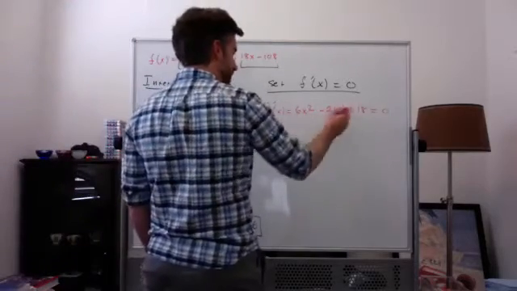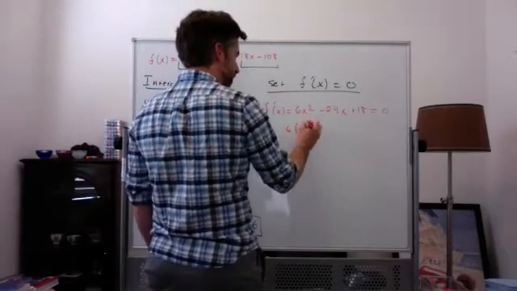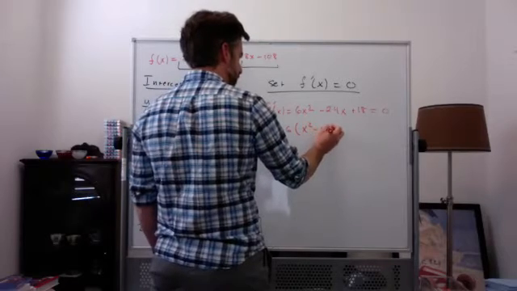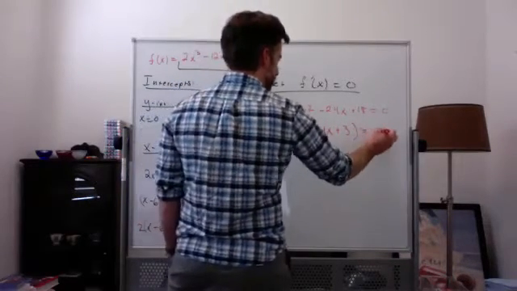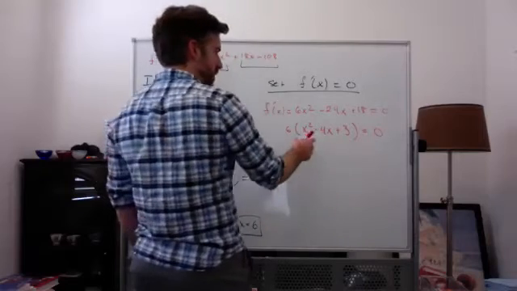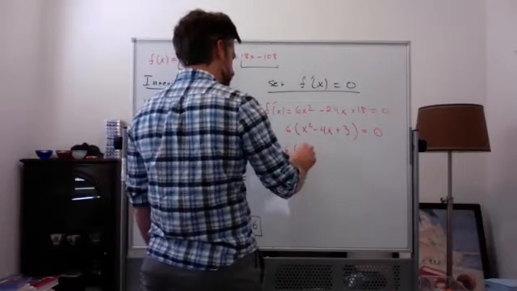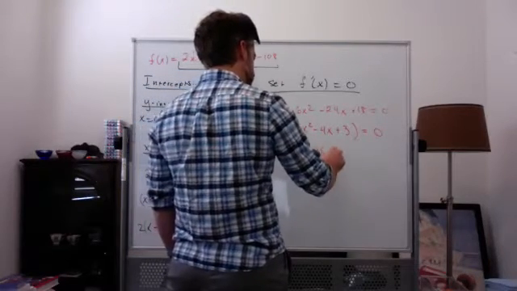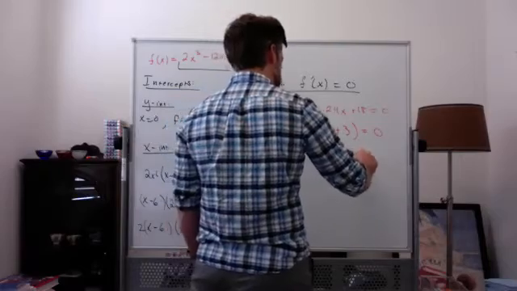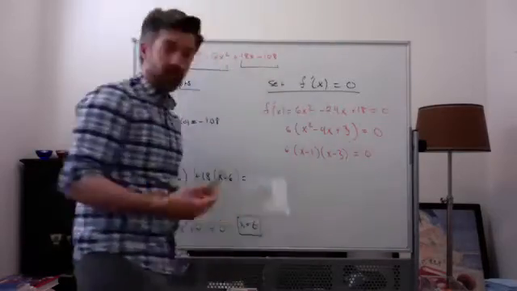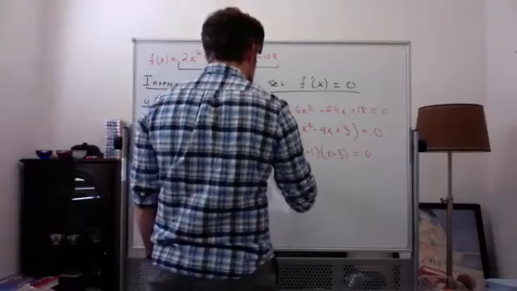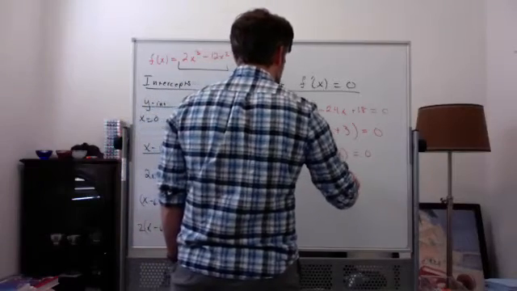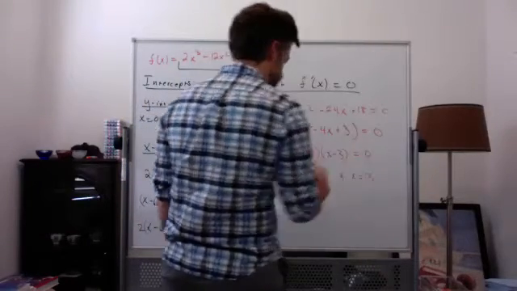I'm going to factor out a 6. Left with x squared minus 4x plus 3 equals 0. And then factoring this, I have x minus 1 times x minus 3 equals 0. So my critical values are x equal to 1 and x equal to 3.